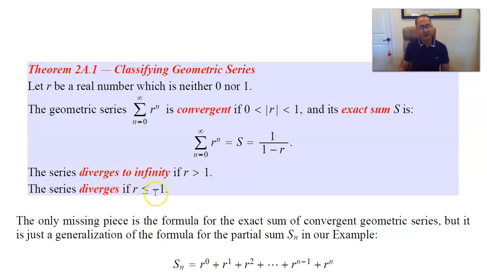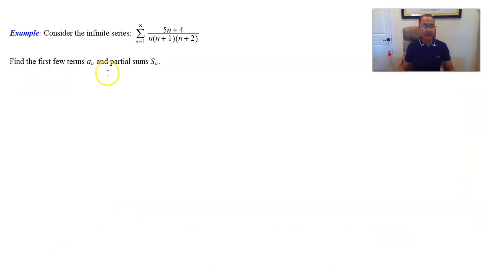Now, if r is less than or equal to negative 1, remember it's alternating, so the positive terms will be going this way, the negative terms will be going this way. So when you start adding them up together, that resulting sequence is not going to converge. Neither will it diverge to infinity or negative infinity. So we will say that it simply diverges.